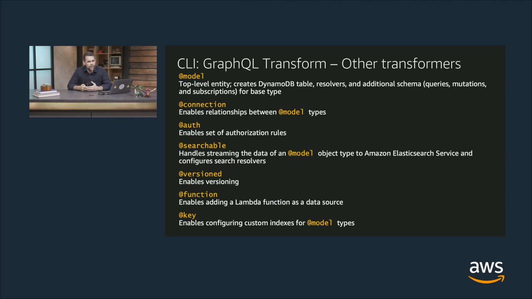Just think about it for a moment. Relations in NoSQL. That's very powerful. @auth automatically adds authentication and authorization. @searchable allows you to stream data through Elasticsearch. @versioned adds a version field and conflict detection to your model type. @function allows you to easily integrate a Lambda function to your GraphQL API, and @key enables you to configure custom indexes in DynamoDB. Very useful if you want to set up a single DynamoDB table for different types.